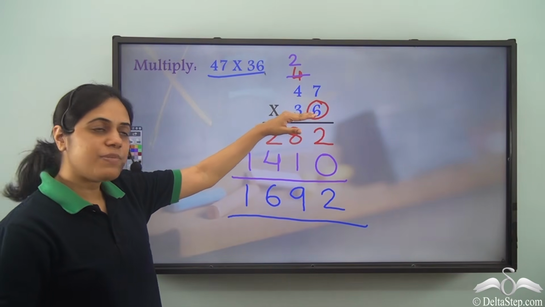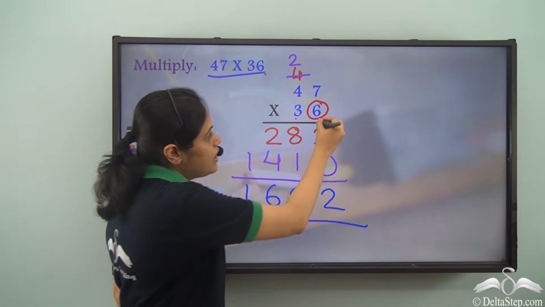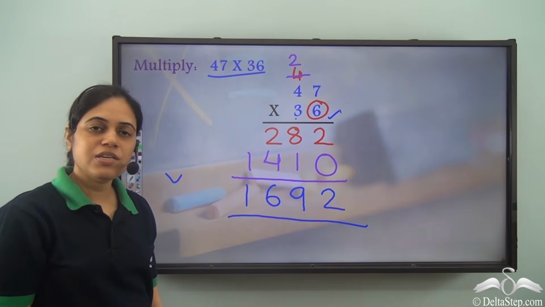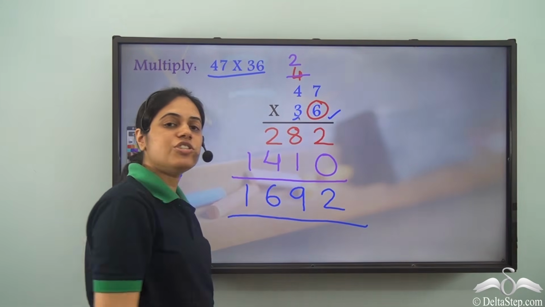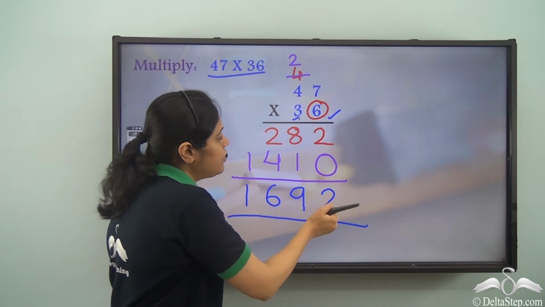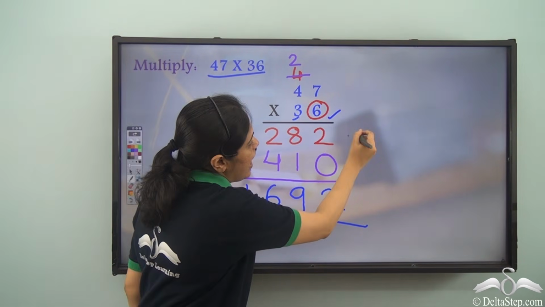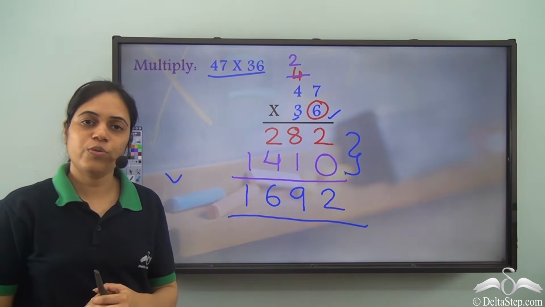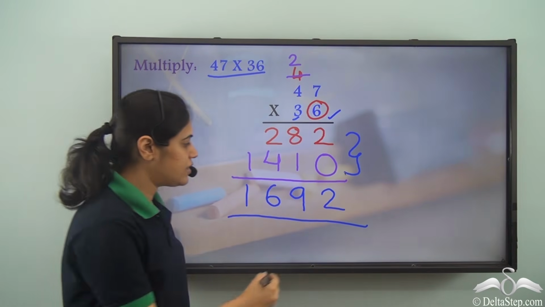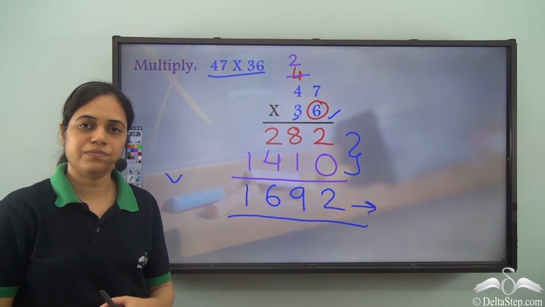This is how you can multiply two two-digit numbers. First, write the numbers one below the other, then multiply by the ones digit, then multiply by the tens digit, write a 0 here, write the product to the left of the 0, and then add the two products that you have got to get the final answer.